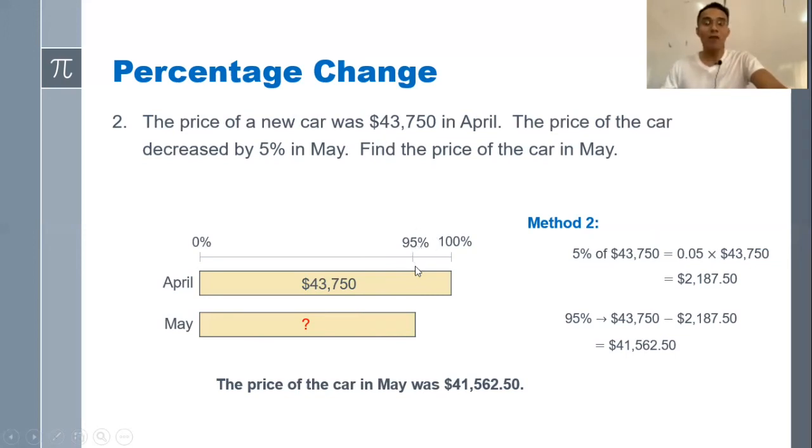And method number 3, the new price is already 95% of the original. So we have to get 95% of 43,750. And that will give you the same result. Okay? Don't worry, we are going to talk more about this during our Zoom classes.